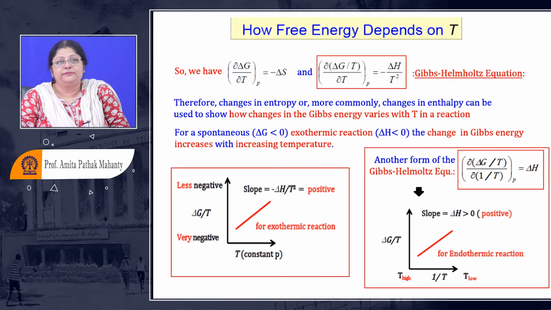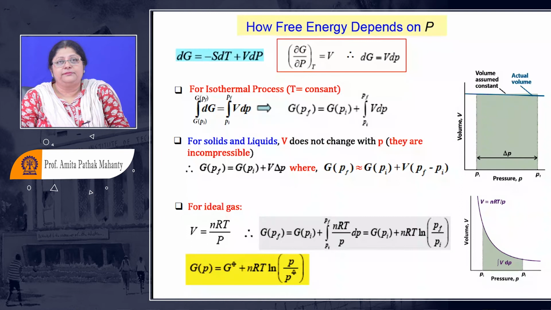Yes, ma'am. And opposite in the case of an endothermic reaction. Yes, we have to increase the temperature for a forward reaction. So you can justify that from this plot now? Yes, ma'am. Okay. So now if you have understood what we were talking about, we can move on to how the Gibbs energy is going to change with pressure.